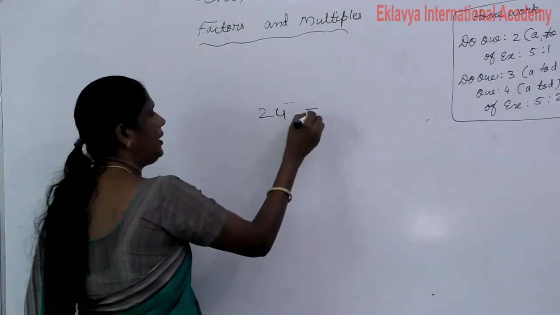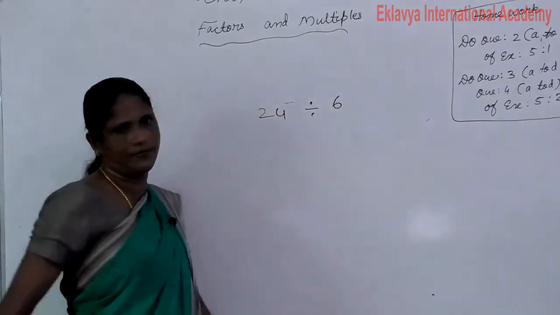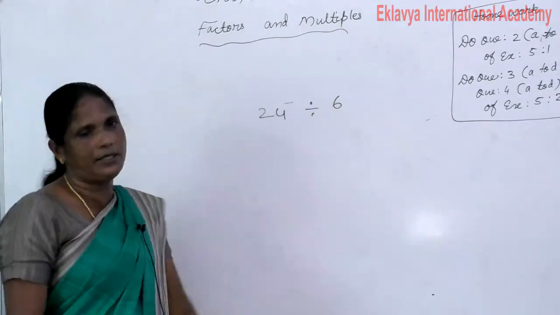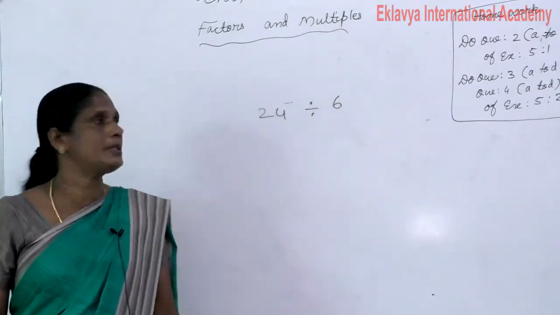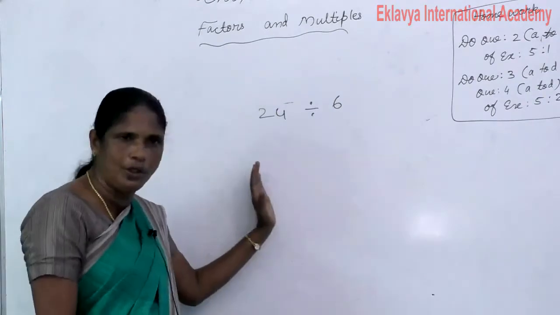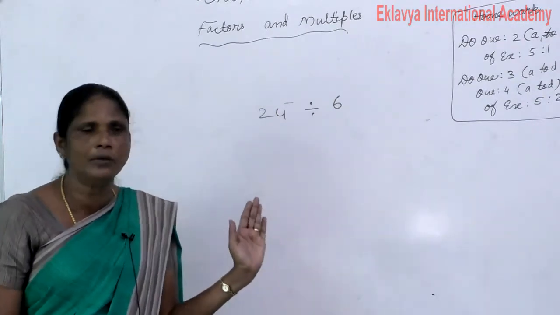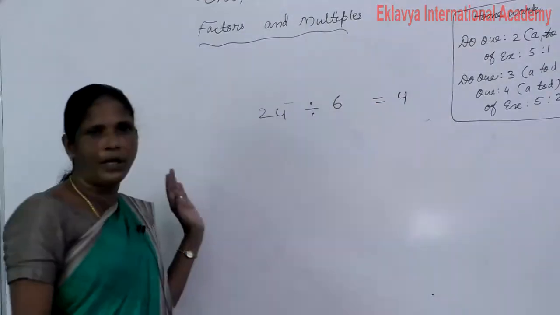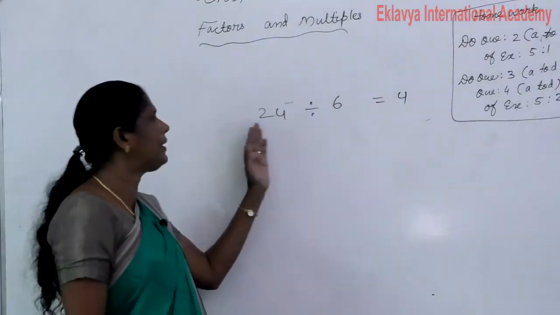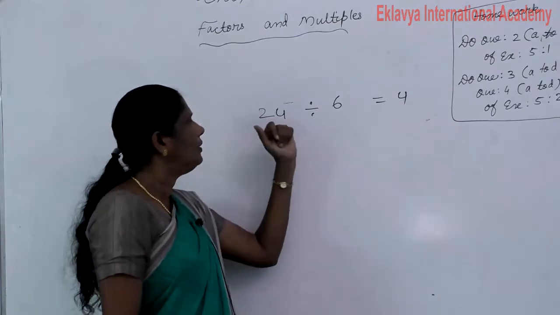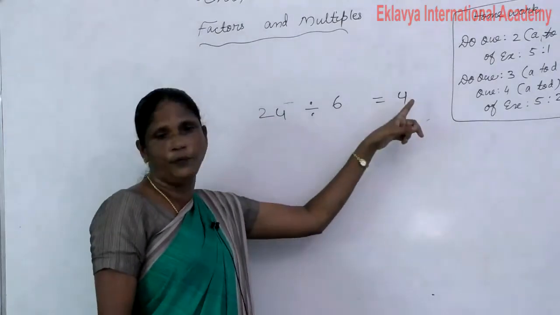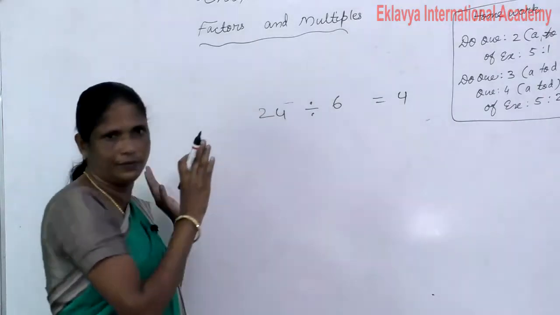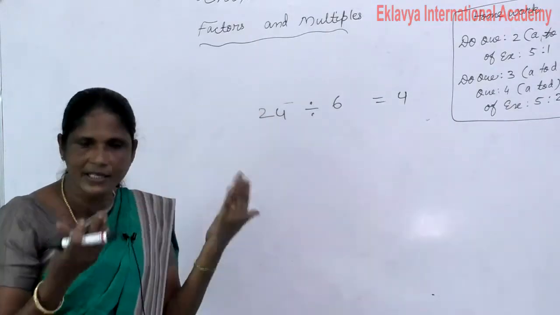24 divided by 6. Then the table of 6, how many times go in 24? 4 times. Okay. 6 and 4 are the factors of 24. You understand what is a factor?